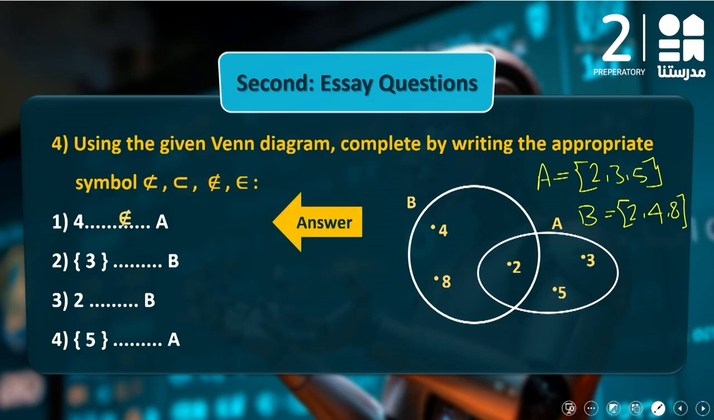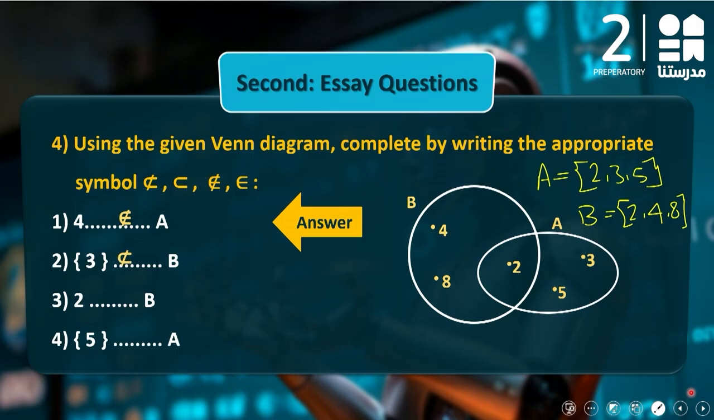The second one, a set {3}. A set consisting of the element 3. Is this set a subset of a set B? Is 3 here in a set B? No. So we have the set {3} is not a subset of a set B. And we can write it as not a subset of B.